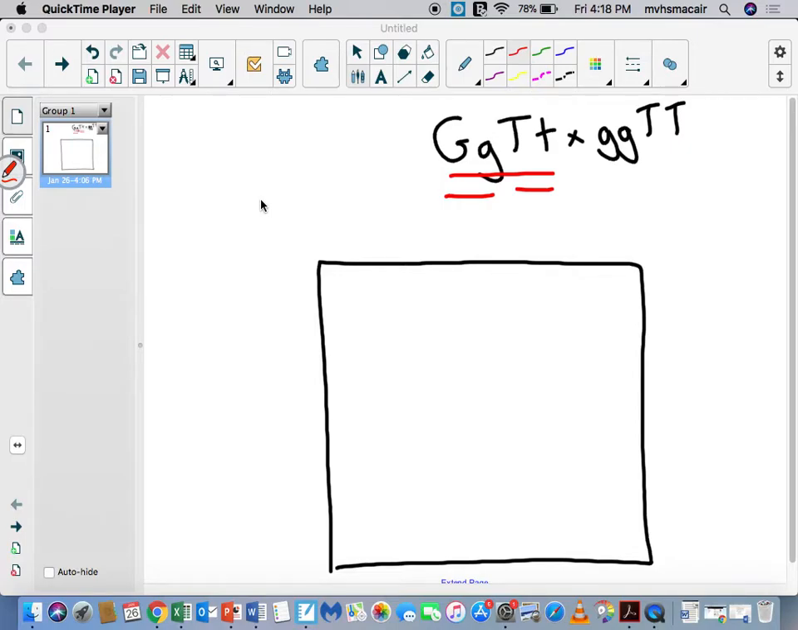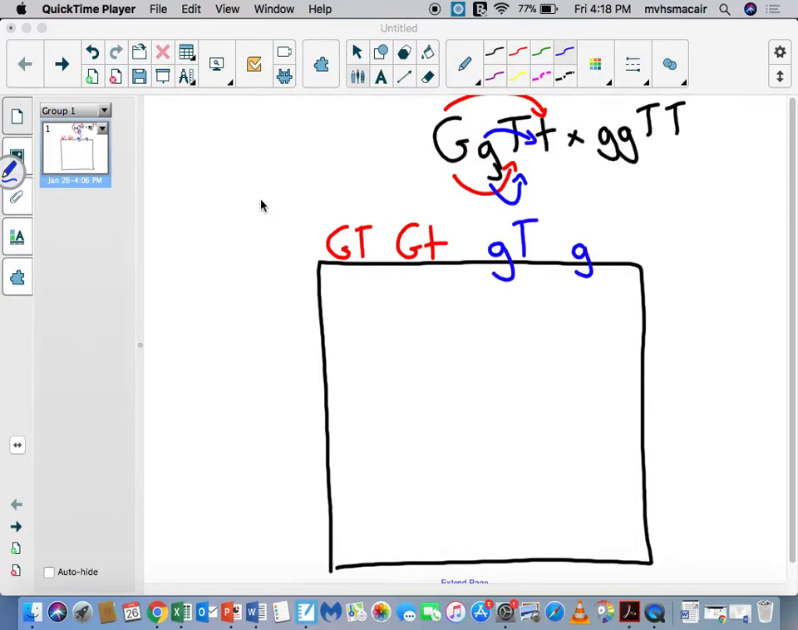So the combination here, we'll start with the capital G. Capital G can be one of the two skin colors passed on, and it's either going to be paired with a capital T or a lowercase t. So we have a big G, big T, or a big G, little t. Then you take a look at the lowercase g. That can either have a big T or a little t. So little g, big T, or little g, little t.